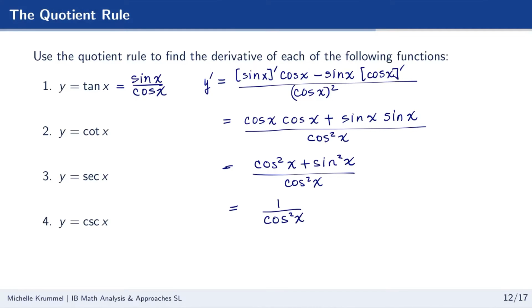And we'll use another trig identity. So the reciprocal of cosine x is secant x. So 1 over cosine squared x is secant squared x. And that is the derivative of tan x. The derivative of tan x is secant squared x.